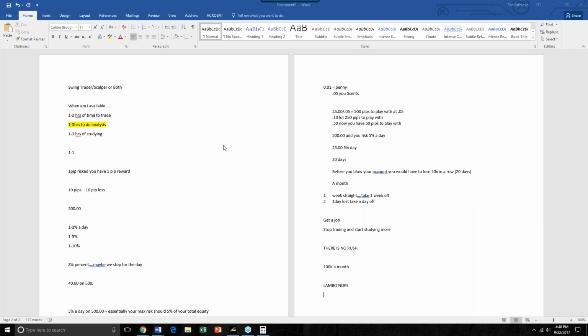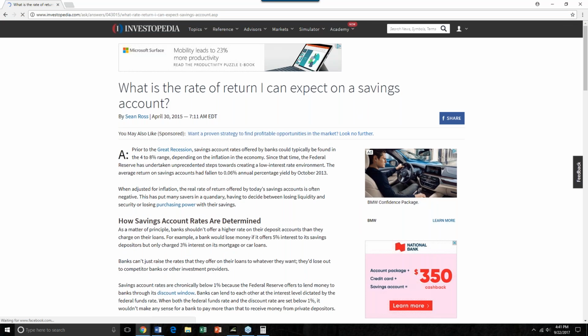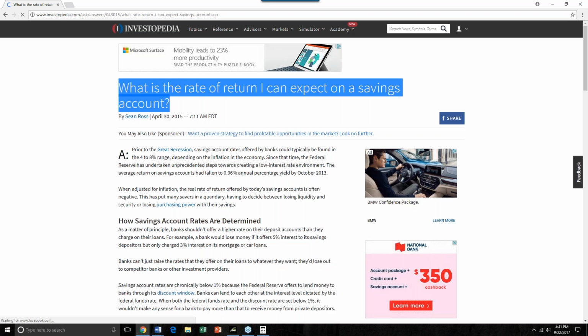and it's putting yourself in a position to say, hey, the average bank turns around and gives me 1% or 2%. So we can turn around and easily... Let me do something right now. So here you go. What's the rate of return I can expect on a savings account, right?